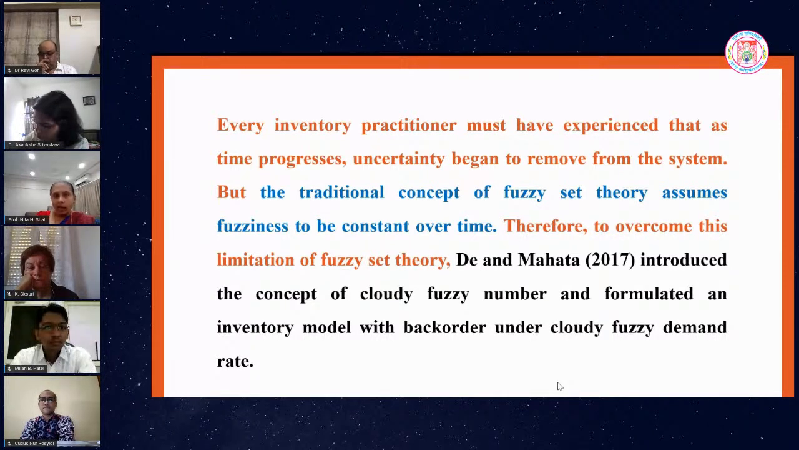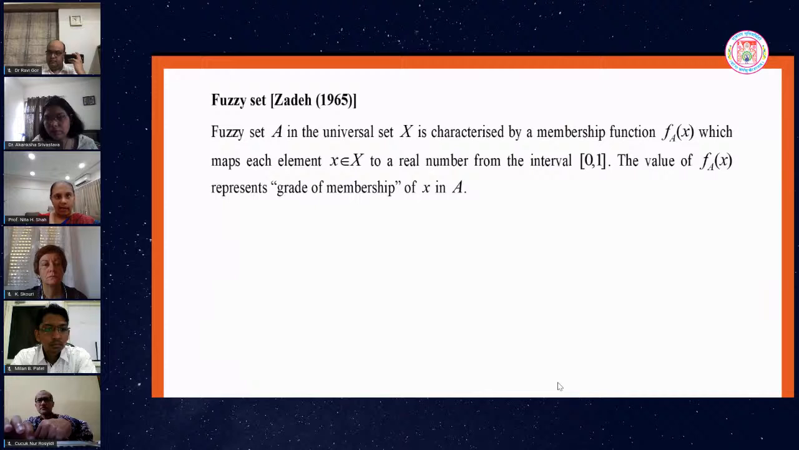The traditional concept of fuzzy set theory assumes fuzziness to be constant over time. So what we had during the COVID phase and post-COVID phase, now this demand has started getting constant. Not only demand, a number of inventory parameters have started getting constant over time. Therefore, to overcome the limitation of fuzzy set theory, that all inventory parameters remain uncertain for whatever time horizon you go with, D. N. Mahata introduced the concept of cloud fuzzy number and formulated an inventory model with backorder under cloud fuzzy demand rate. So now let us see what is cloud fuzzy demand rate.